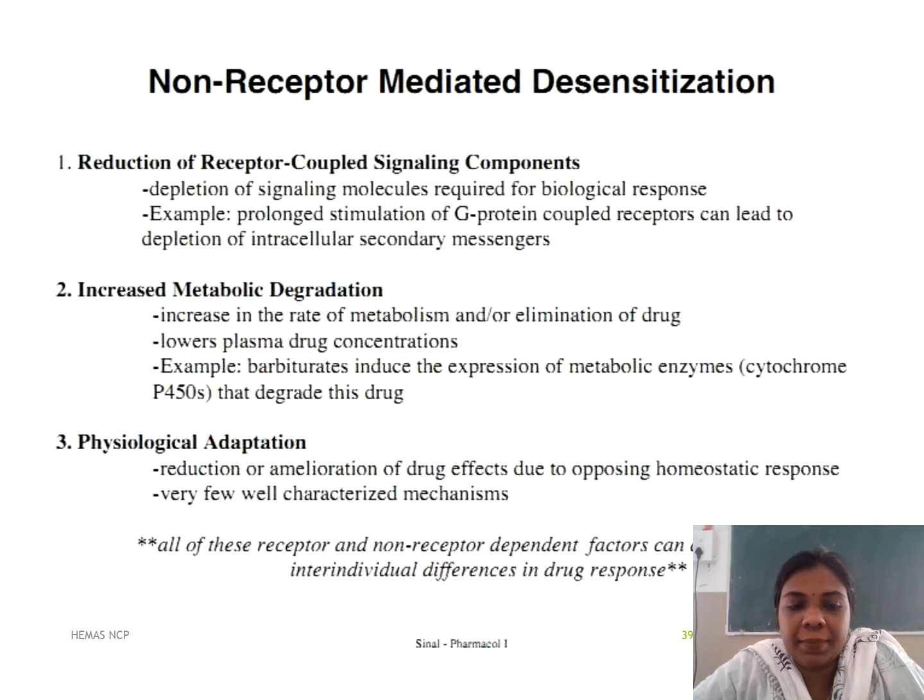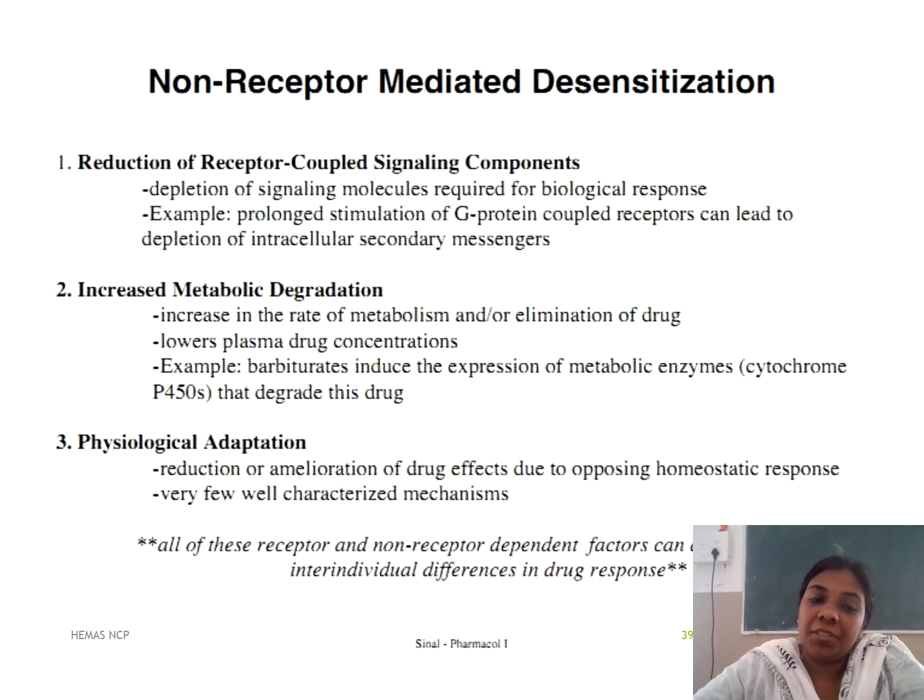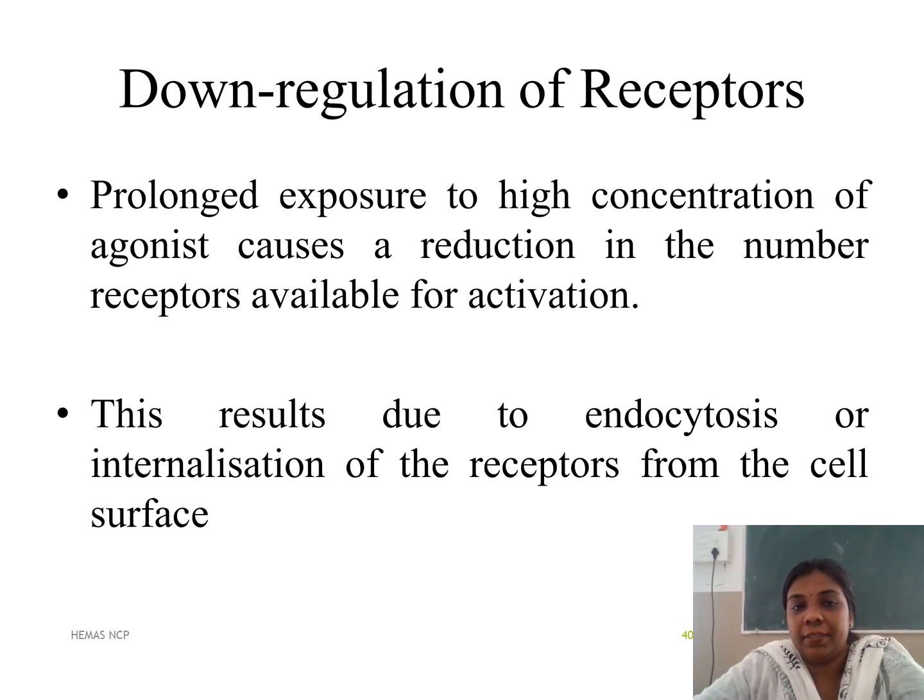Next, non-receptor mediated desensitization. First is the reduction of receptor coupled signaling component, second is the increased metabolic degradation, and third is the physiological adaptation. The first one, reduction of receptor coupled signaling component, is depletion of the signaling molecules required for the biological response. For example, prolonged stimulation of G protein coupled receptor can lead to depletion of the intracellular secondary messenger. Increased metabolic degradation causes an increase in the rate of metabolism or elimination of the drug, lowering the plasma drug concentration. Physiological adaptation is the reduction or amelioration of the drug effect due to the opposing homeostatic response.